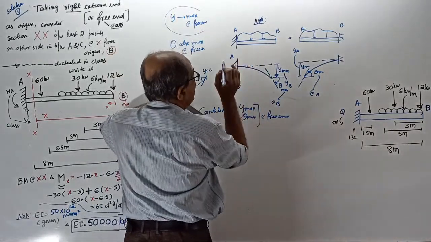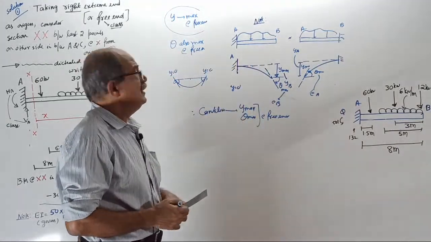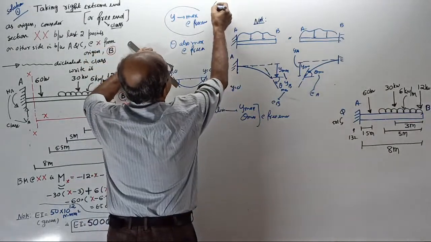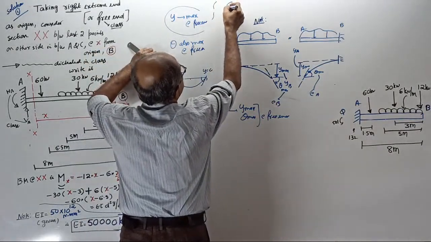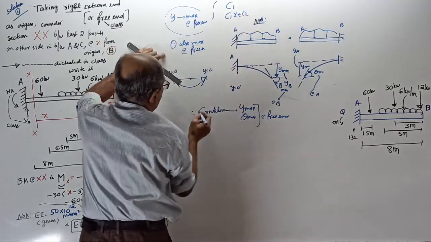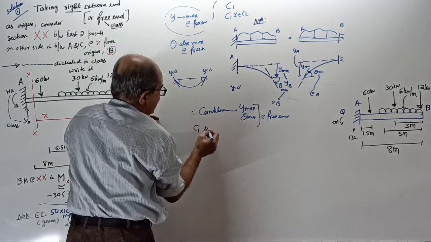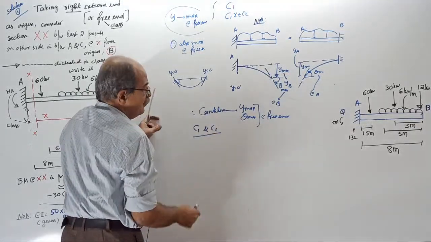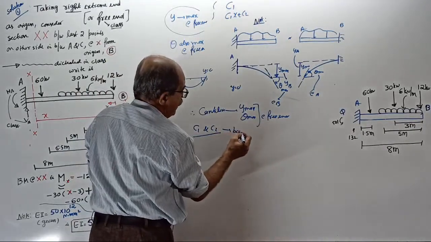At the fixed end, 1 minute now, before going further, when you integrate 2 times, first time you get C1, second time you get C1x and C2. So, you need C1 and C2 calculation. For that, you require boundary conditions.